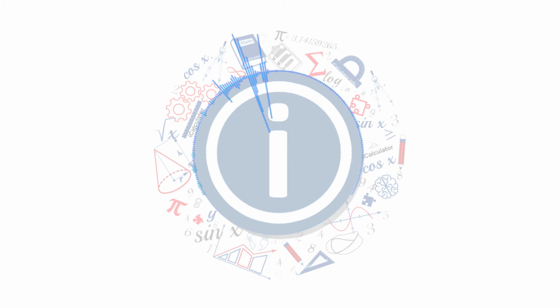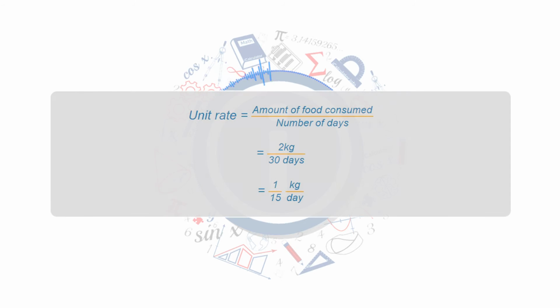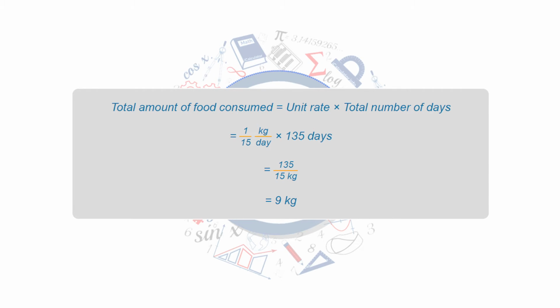Therefore, the cat consumes 9 kilograms of food in the given period. 2. The rate approach. In this approach, we can calculate the unit rate first, i.e. the daily food consumption of the cat, and then multiply it by the total number of days. We can write the following as shown on screen. Then, we multiply this unit rate to the total number of days involved. Thus, we obtain the following equation.